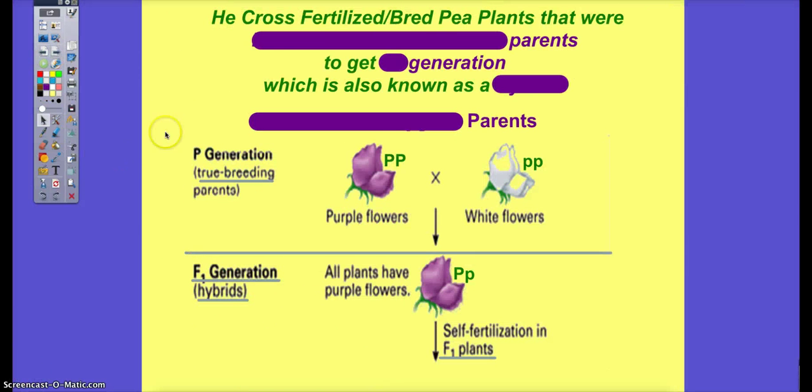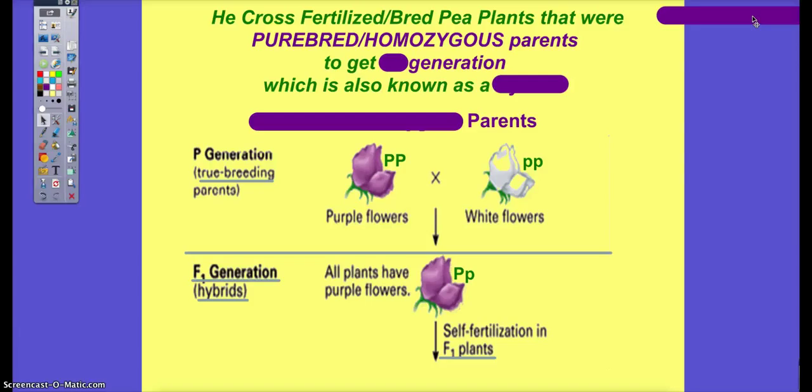So he cross-fertilized pea plants, which means he bred them, okay? He took a male and a female component, put them together. Of what type of parents? Homozygous parents or purebred. He wanted purebred parents because he wanted to see what chance of offspring was going to occur from crossing them. What did he call his offspring? F1 or what? If you don't know, look at the diagram and the answer should be there for you. Hybrids. Good.